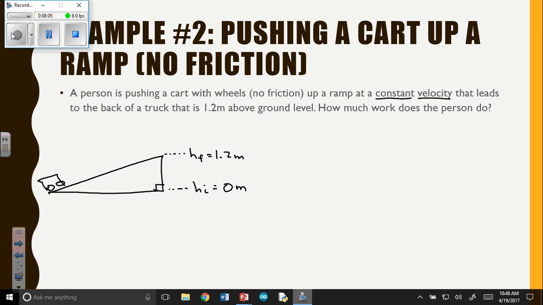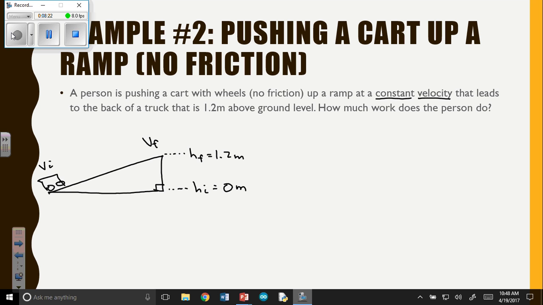It is a constant velocity. So whatever the initial velocity is, the final velocity is the same value. It doesn't matter what we would pick, because in the end, in the equation, these things are going to end up canceling each other out. Well, let's see how that happens here.